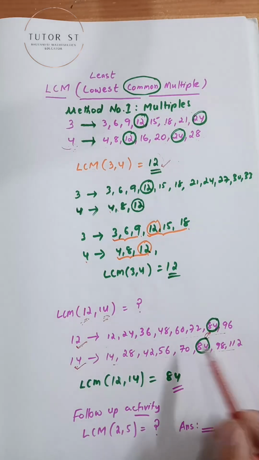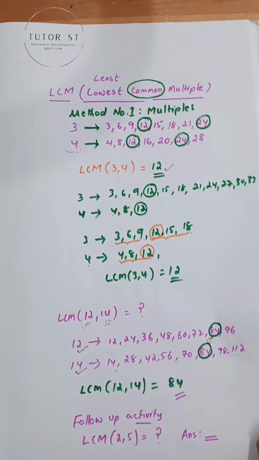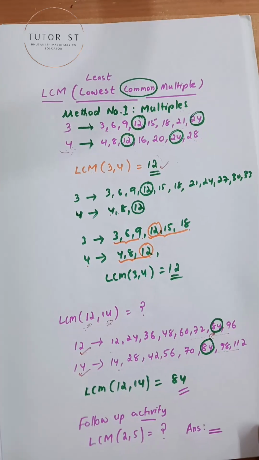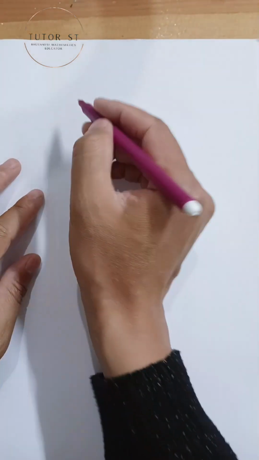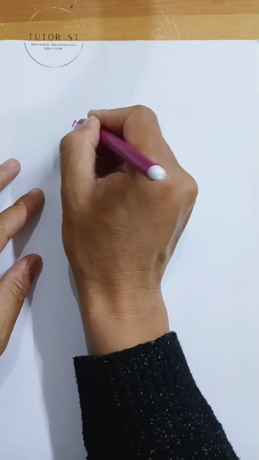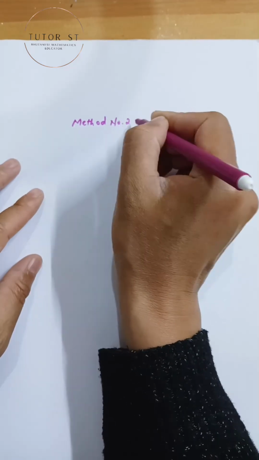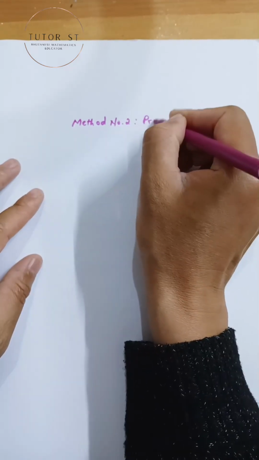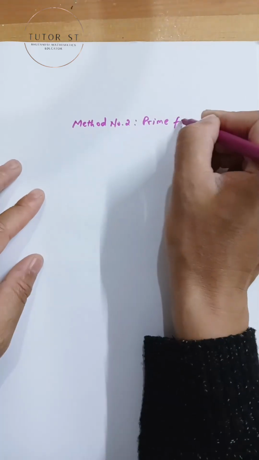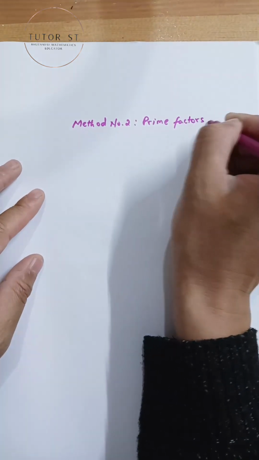So instead of using this one, I recommend all my students to use method number 2. Method number 2 is using prime factors, and the method is called the prime factorization method.